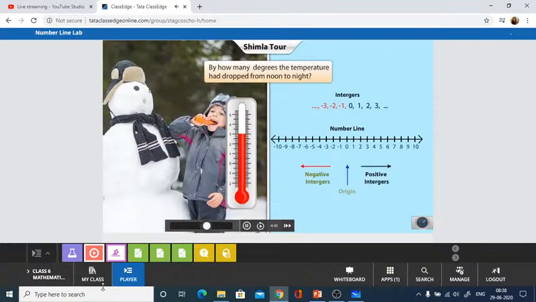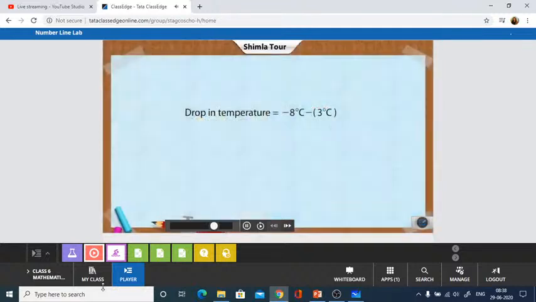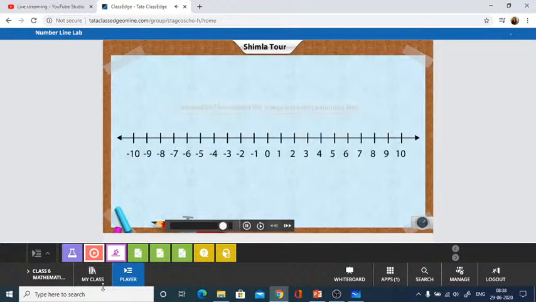To find the drop in temperature, he needs to know about integers and how to subtract them. The expression -8 and 3 involves the subtraction of integers. There are many methods to subtract the integers. The first method to subtract integers is using a number line. Let us see how to subtract the integers using a number line.